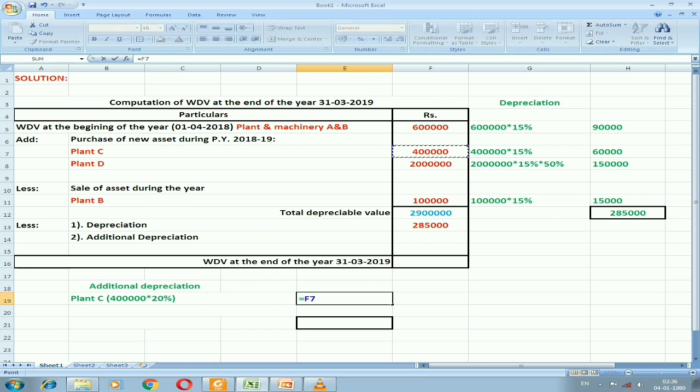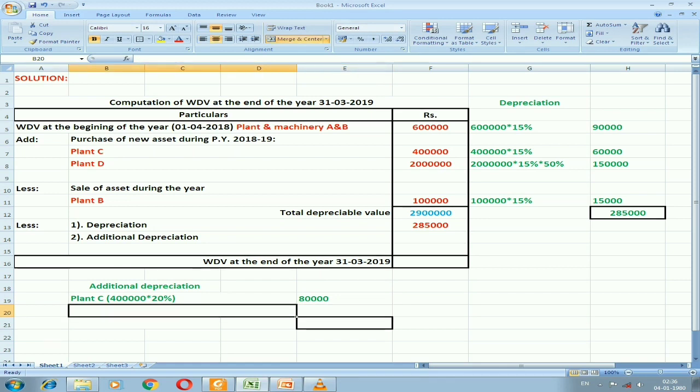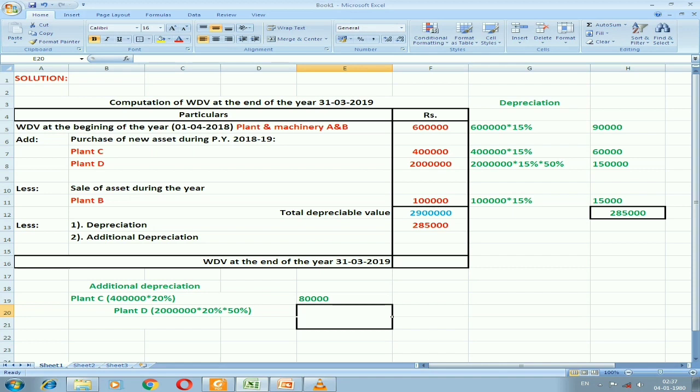So here I am calculating it. Plant C, 4 lakh into 20%. Remember, this asset is used more than 180 days. That is the reason I am taking the 20% fixed rate as additional depreciation. Next, for plant D, I need to take the amount of 20 lakh with 20%, and remember plant D is used less than 180 days in the previous year. That is the reason I need to take 50% of that rate. Either you can take directly 10% or you can do 20% and take 50% of it. So you will get an amount of 2 lakh.